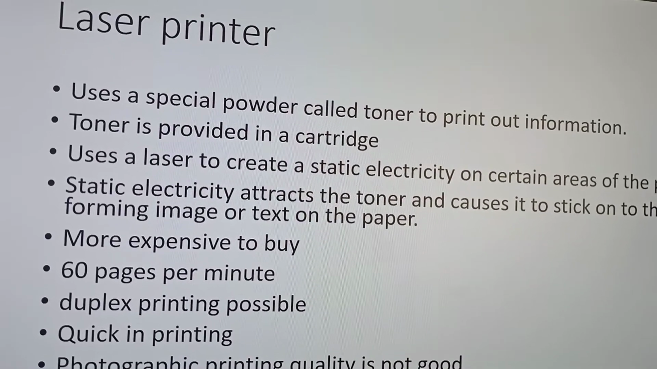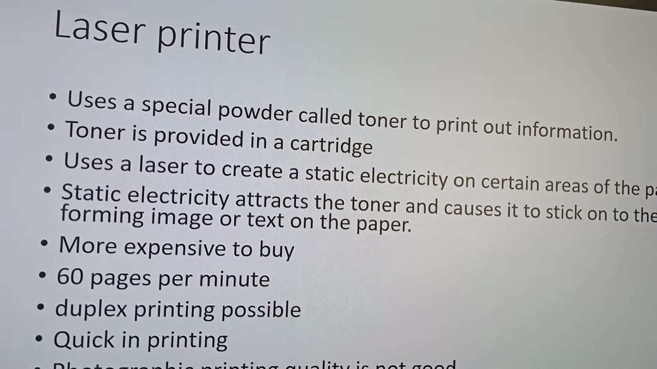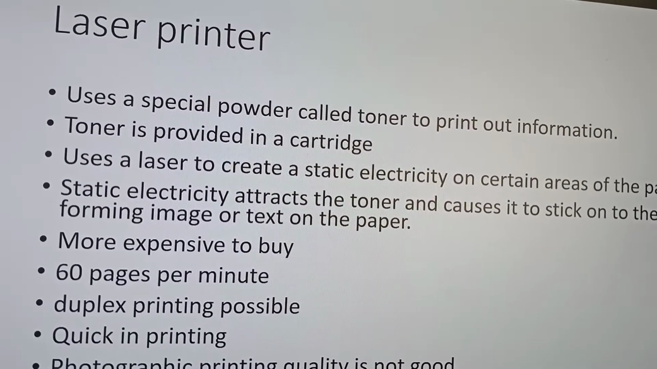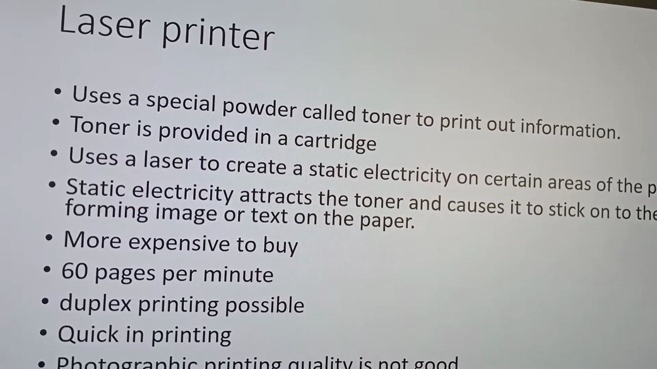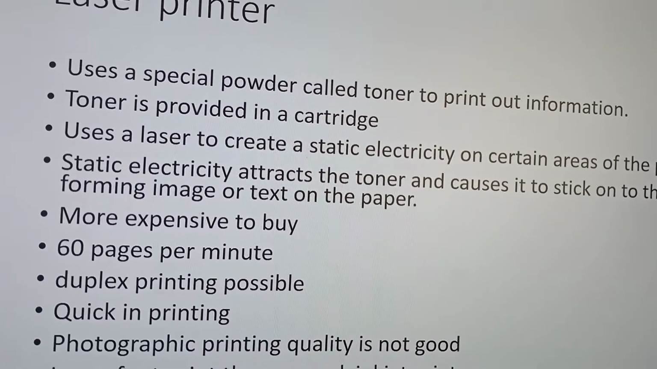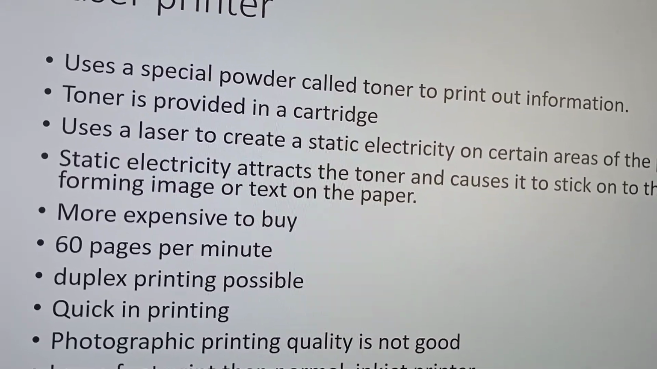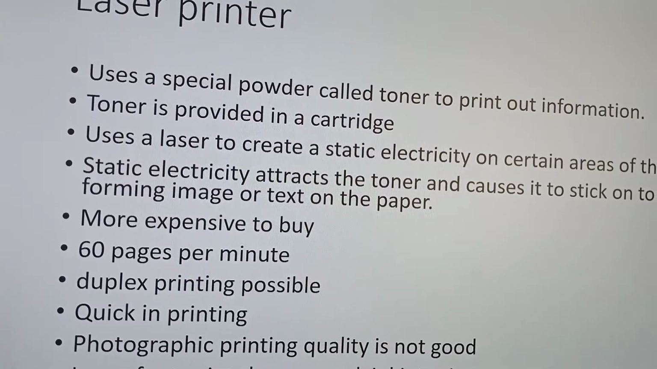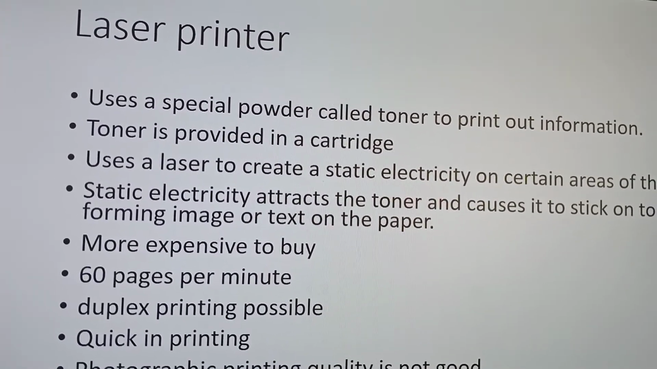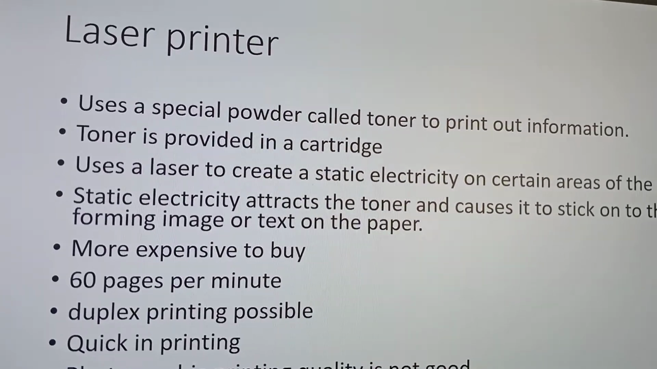So we will see how it is working. It uses a laser to create static electricity on certain areas of the paper. And what happens? This static electricity attracts the toner and causes it to stick to the pages where there is static electricity. So that results in forming an image or a text on the paper. The quality on photographic paper is very low, but on normal paper it is very good.